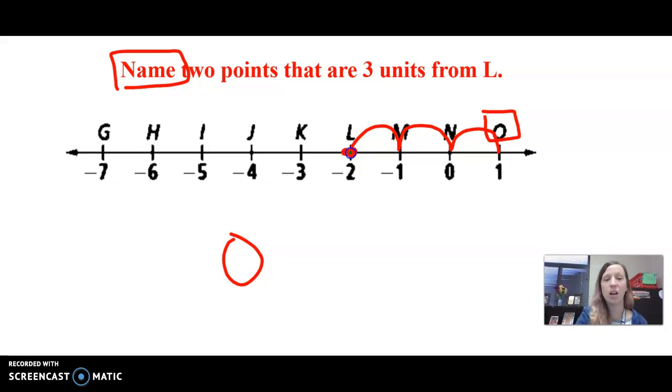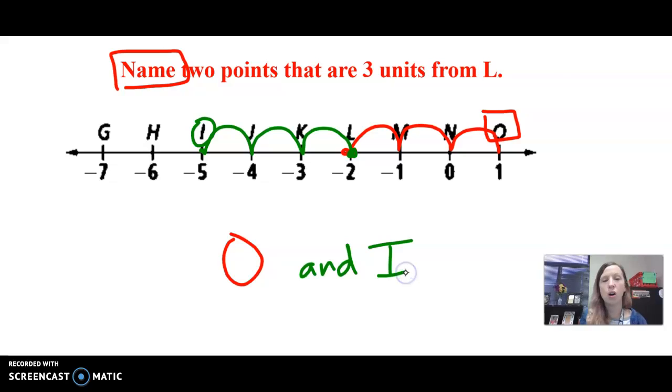Now I'm going back to L where we started, and I'm going to do the same thing to find another point that is also 3 units away from L, except I'm going to the left. 1 unit, 2 units, 3 units. So O and I are the 2 points that are 3 units away.